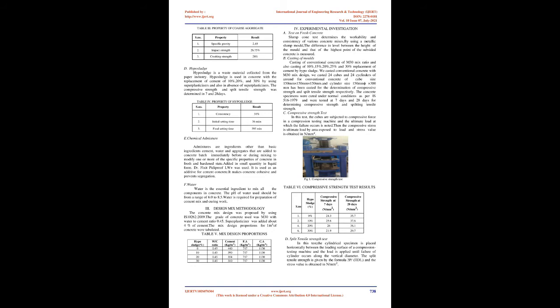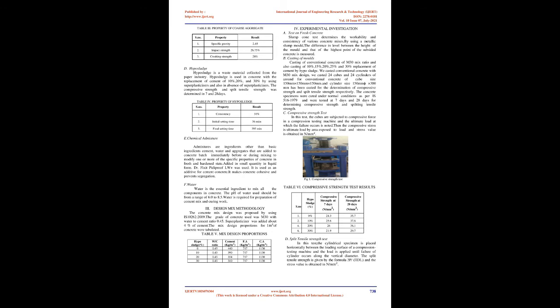E. Chemical admixture. Admixtures are ingredients other than the basic ingredients cement, water, and aggregates that are added to the concrete batch immediately before or during mixing to modify one or more of the specific properties of concrete in fresh and hardened state. Added in small quantity in liquid form. Dr. Fixit Pidiproof LW was used. It is used as an additive for cement concrete. It makes concrete cohesive and prevents segregation.